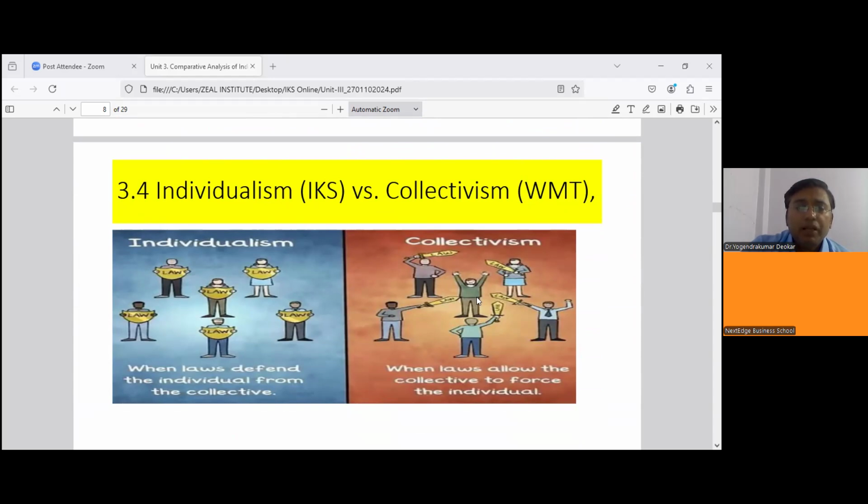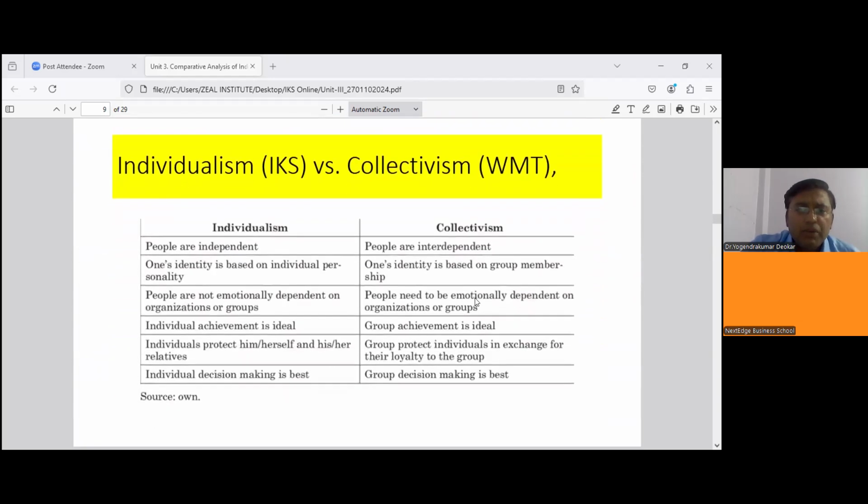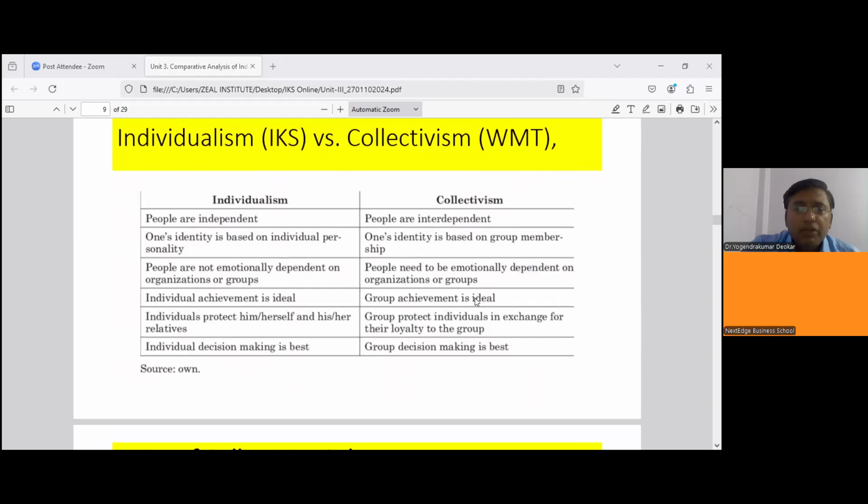When the law defines the individual from the collective, that is individualism. And collectivism means when the law allows the collective to force the individual. Okay, so this comparison is very important from the examination point of view. This comparison between individualism and collectivism, I can say the separate definition or the comparison will definitely come, which covers the individual identity and collectivism.